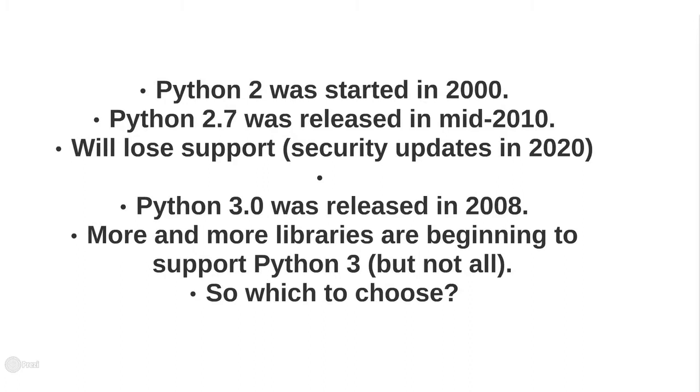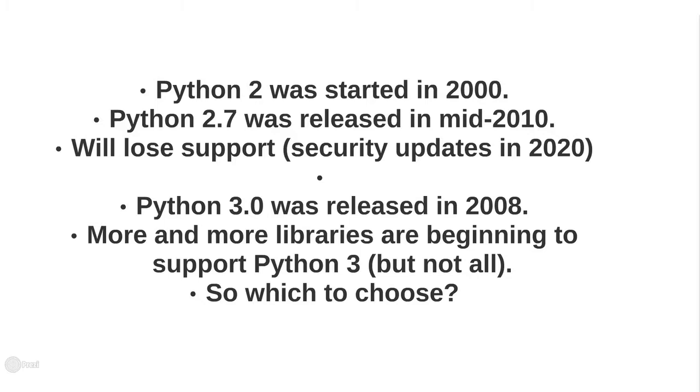Python 2 was started in the year 2000, with Python 2.7, its most current form, being released in mid-2010. Something to note is that Python 2 will lose support in 2020. Now, what does losing support mean? That means really just security updates at this point. So that doesn't mean if the year 2020 comes around, Python 2 will just all of a sudden stop working. It just means that any developers currently working on Python 2 for security updates will stop in the year 2020 and shift towards Python 3.